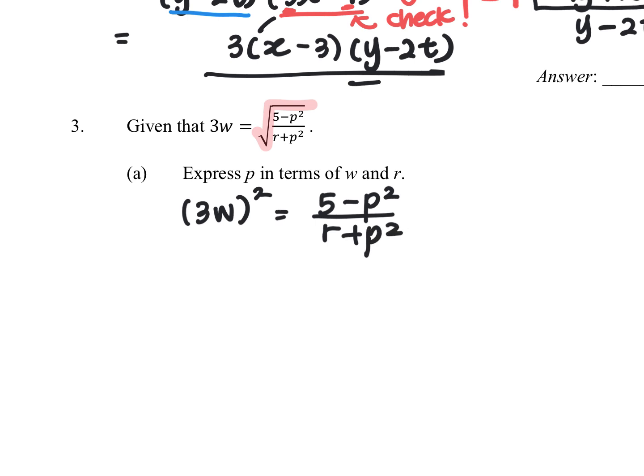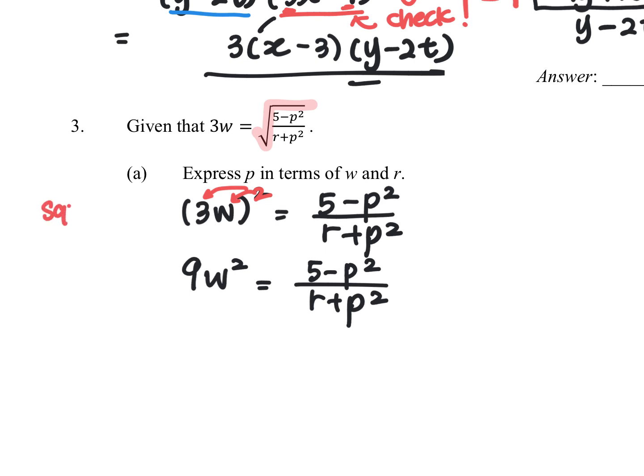Okay, so this one will be one given. Next thing, we have to know this square actually applies to both the 3 and the w. So 3 square will become the number 9. W square. Okay, and then we have 5 minus p square over r plus p square. Next thing, okay, so first part I square both sides to get rid of the square root. Next thing, after I square already, remember to square the number 3, yeah?